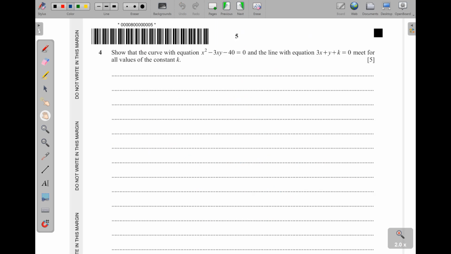Question 4, show that the curve with equation x squared minus 3xy minus 40 is equal to 0, and the line with equation 3x plus y plus k is equal to 0 meet for all values of k.